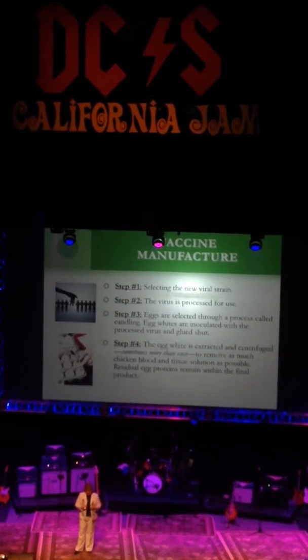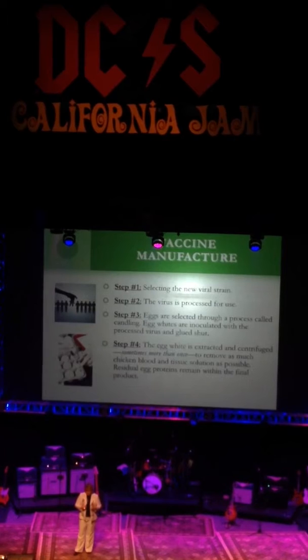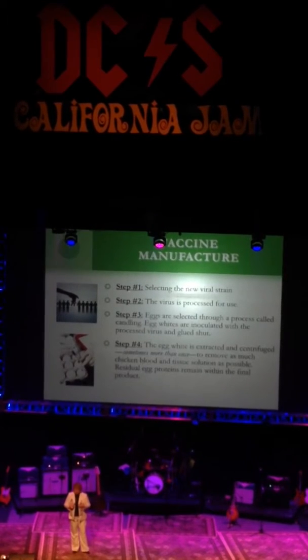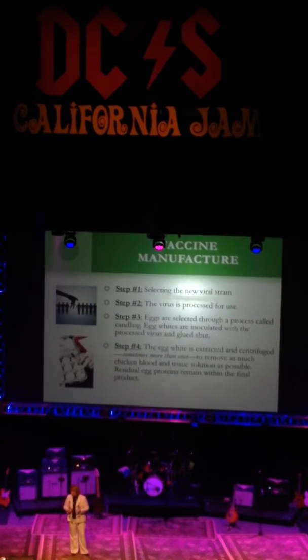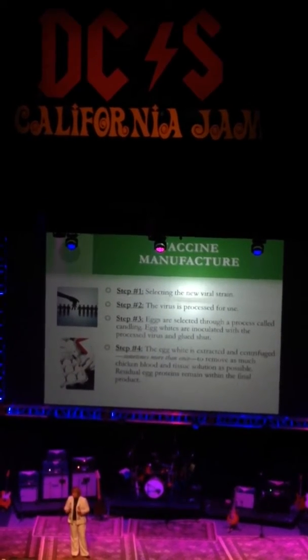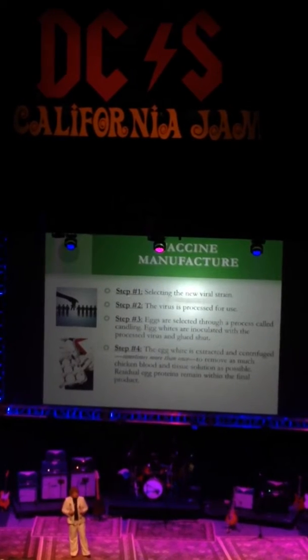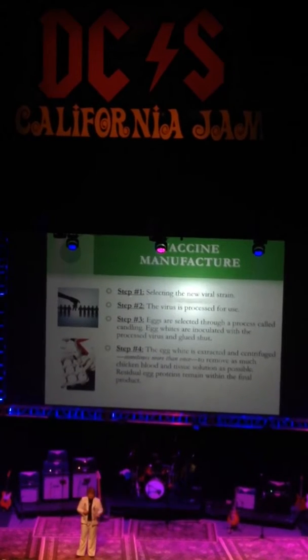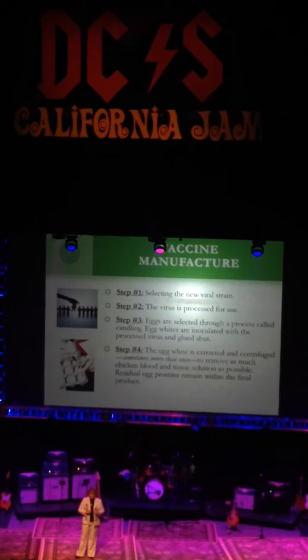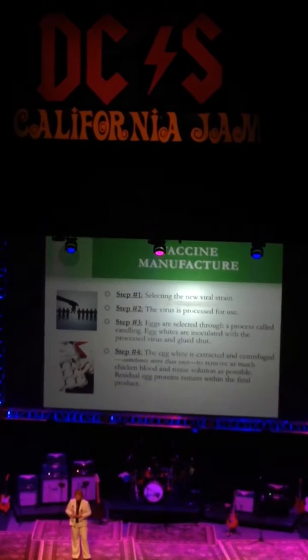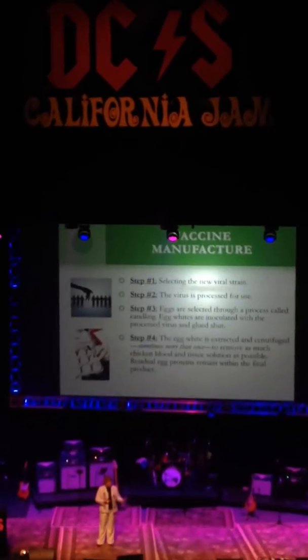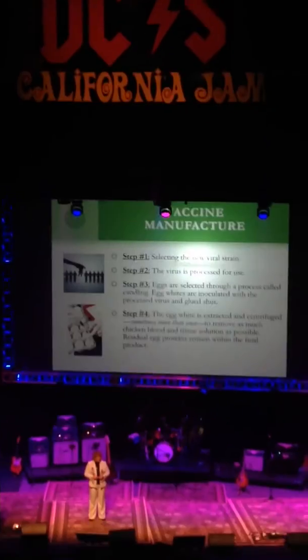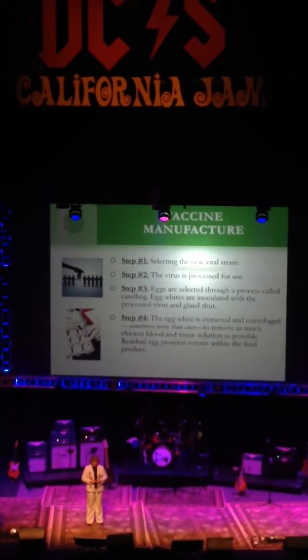When they extract that egg white, they have to centrifuge it, sometimes several times, to remove chicken blood and tissue from what they've extracted. There are always egg proteins and foreign chicken viruses, which we're going to talk about in a few minutes, in this solution. This is why for many, many years they said that if you had a very severe egg allergy, you should not get a flu shot, because there are residual egg proteins in that flu shot.